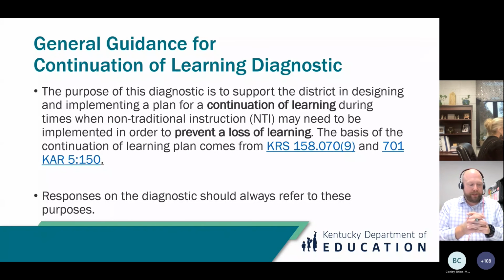And then you'll have 4 questions that deal with what your plan on continuation of learning is, how you're going to take care of students with IEPs and other needs. And then you've got your special populations in question 3. And that is a loaded question. I want everybody to put kind of a star next to that one, because when you're dealing with those groups of people, you've got statutes and regulations that you have to cover, as you can see there, because the main goal is to prevent a loss of learning for all students on those days.